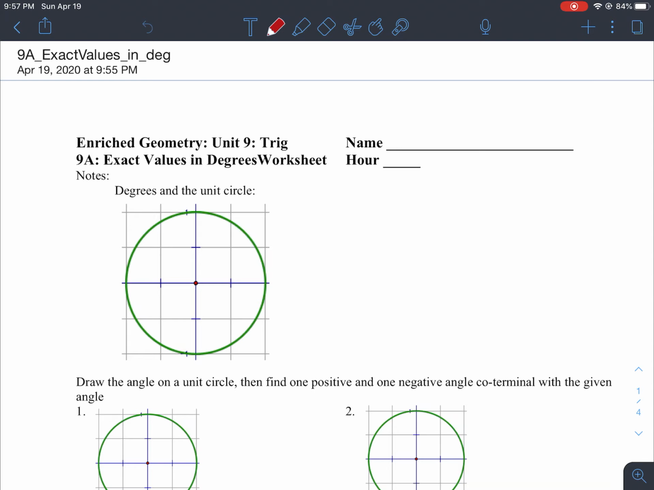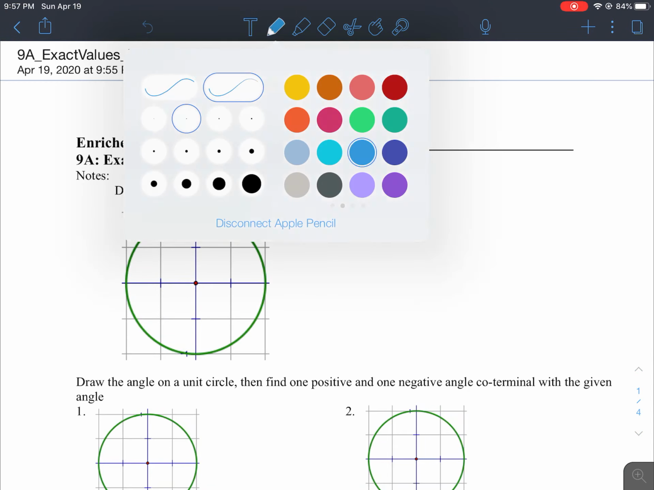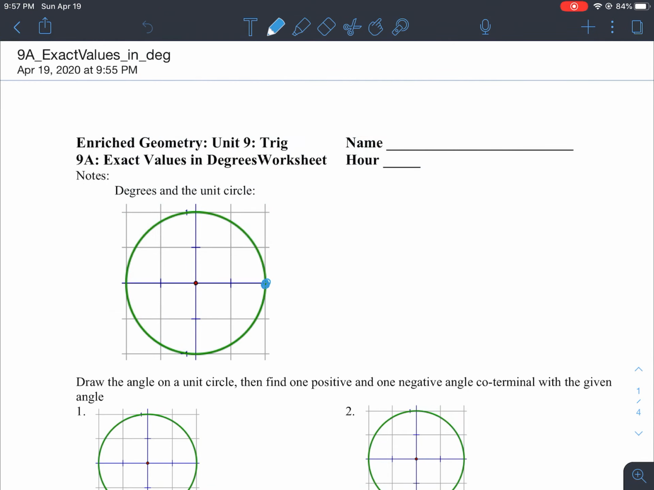We are going to start with reviewing degrees. Okay, this spot over here is considered the starting point, 0 degrees. If you go up, that's the positive direction. Down, that's the negative direction. That seems to make sense. And if you go all the way around the circle, back to where you started, that is doing a 360.